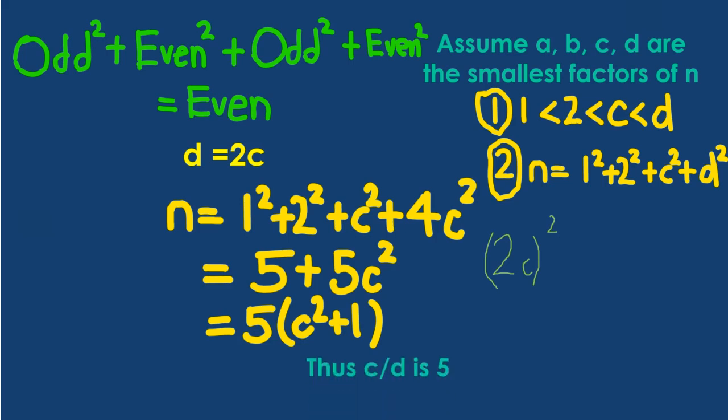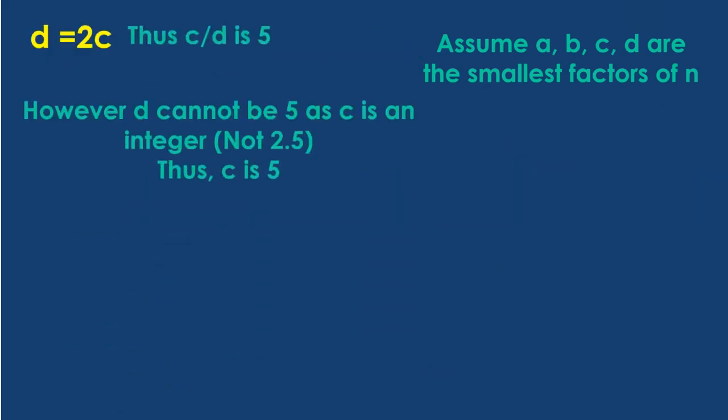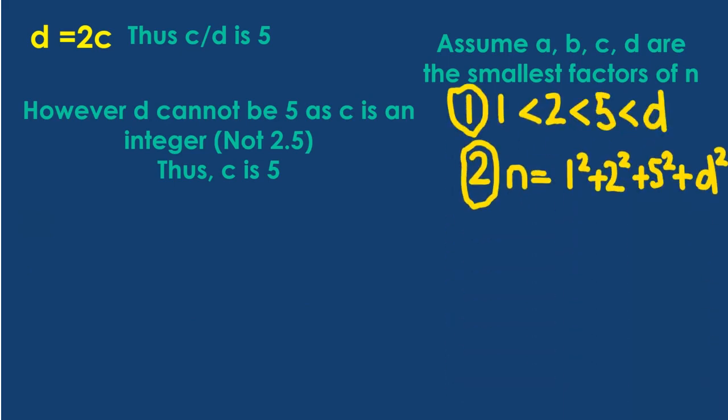So C or D can be 5. However, D cannot be 5 as C is an integer. So if D is 5, C would be 2.5, which does not answer the question, since C has to be an integer. So C has to be 5. So we have rewritten the values as 1 square plus 2 square plus 5 square plus D square. Now since D is equal to 2C, D is 10.